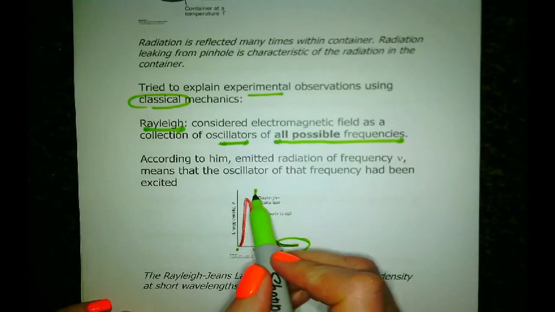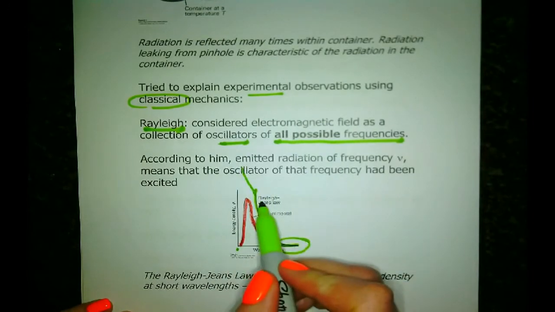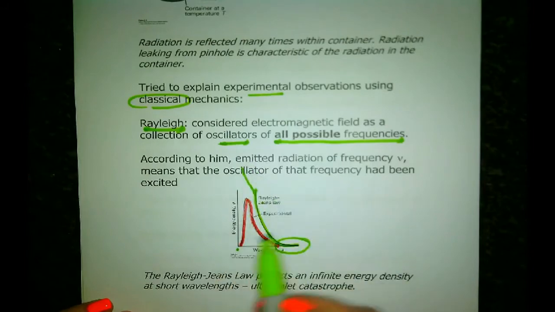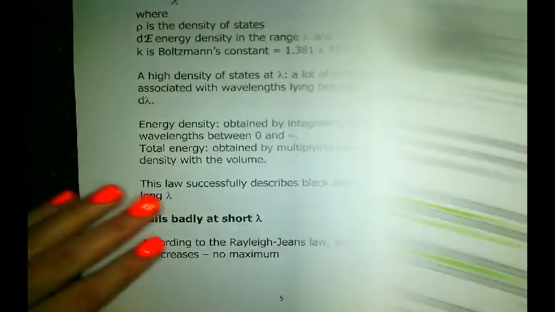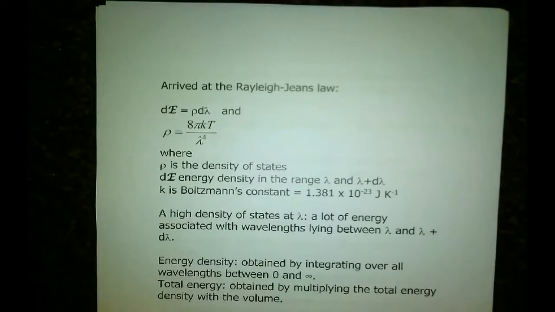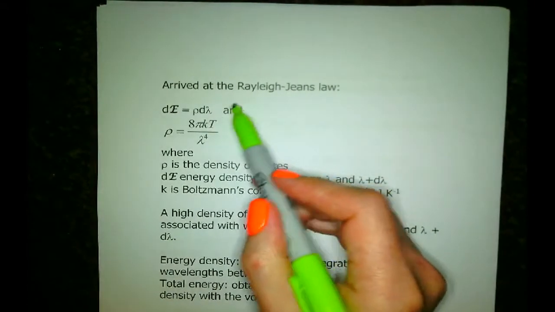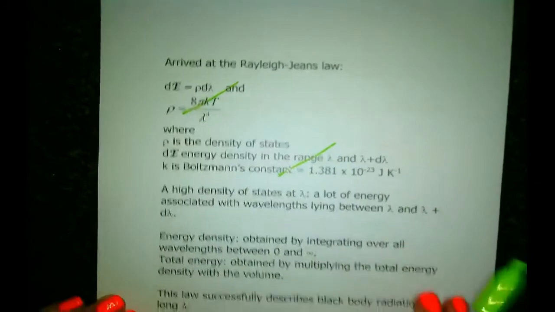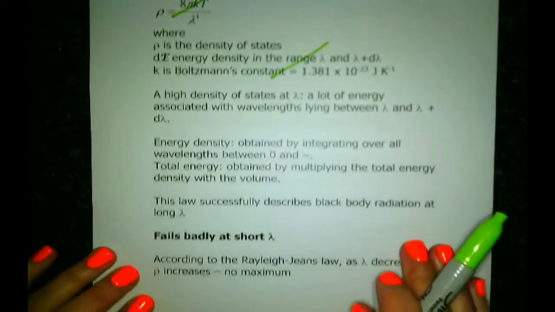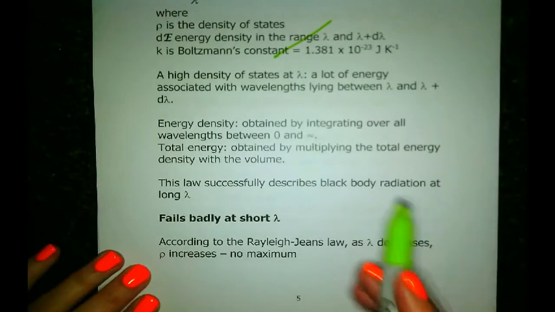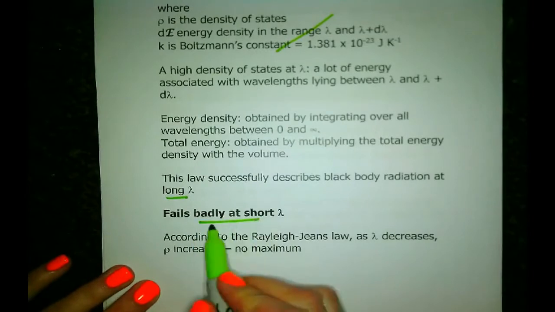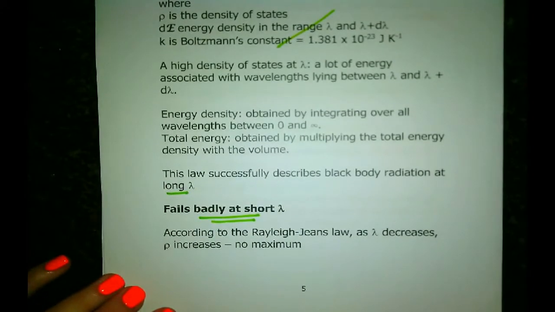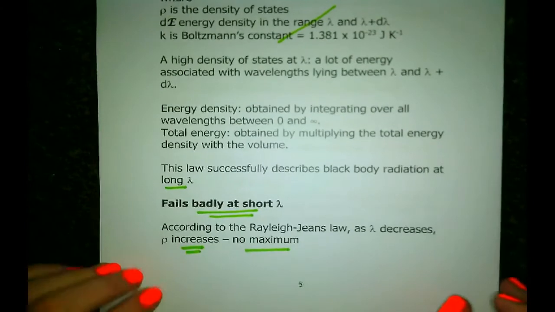To the contrary, it actually goes to infinity at zero, because this peak just increases, and that is a big problem. You guys don't have to know these specific equations. We're not going to look at that in that detail. All that you need to know is that it works well at high wavelengths, but it fails very badly at short wavelengths because it just increases, the maximum is not reproduced.